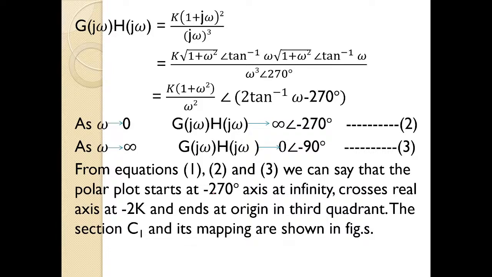So we already know. I will try my best to draw. If these are the four quadrants, these are 0 degree, this is minus 90, and this is minus 270. So the magnitude is infinity, from infinity.